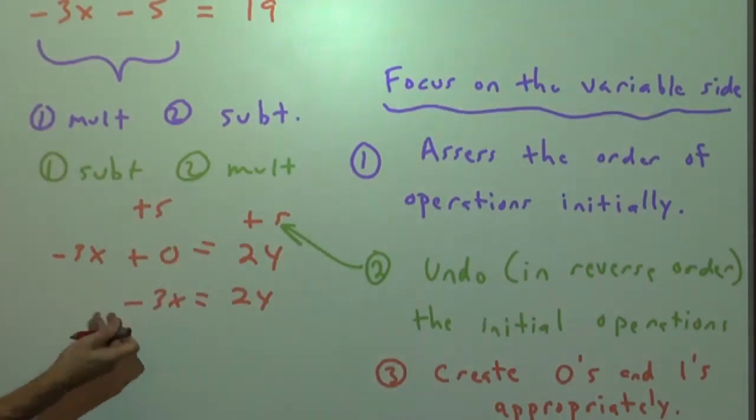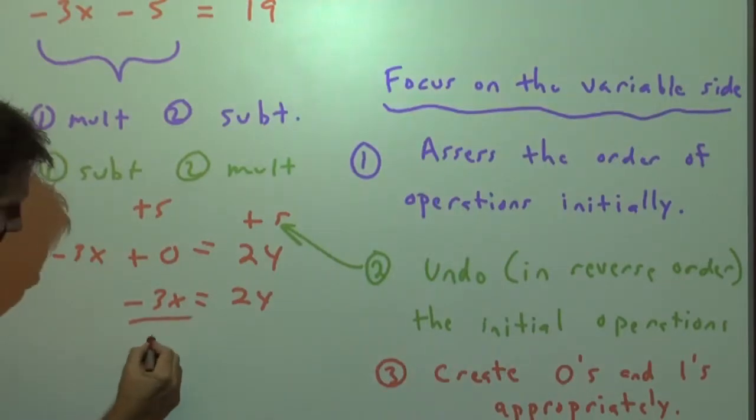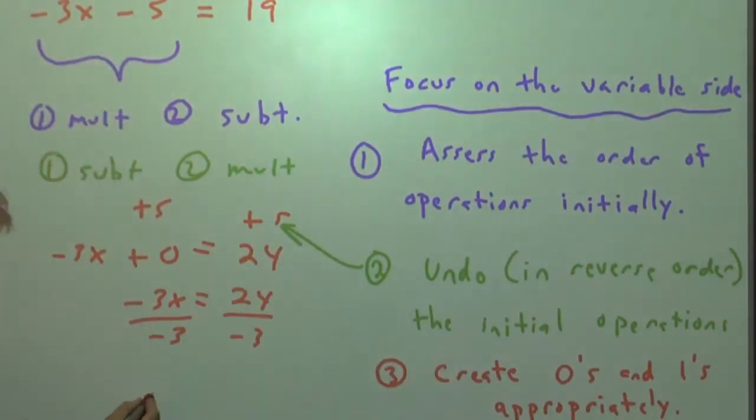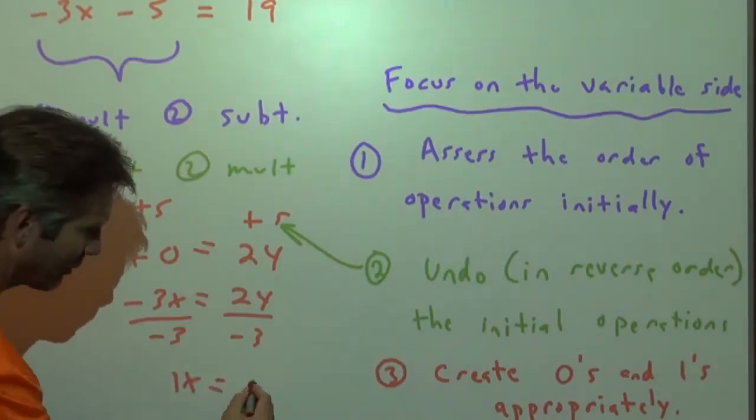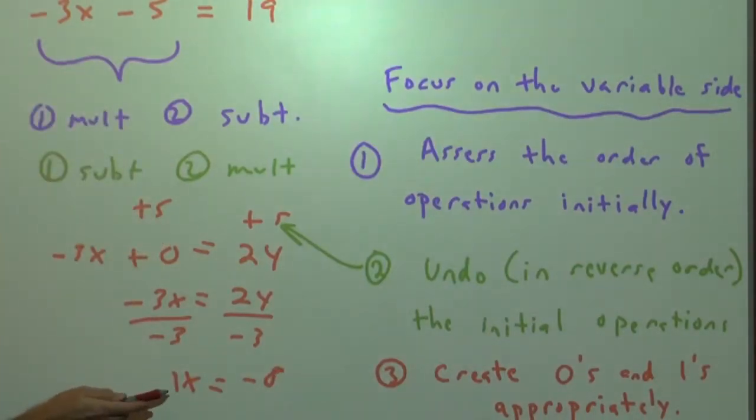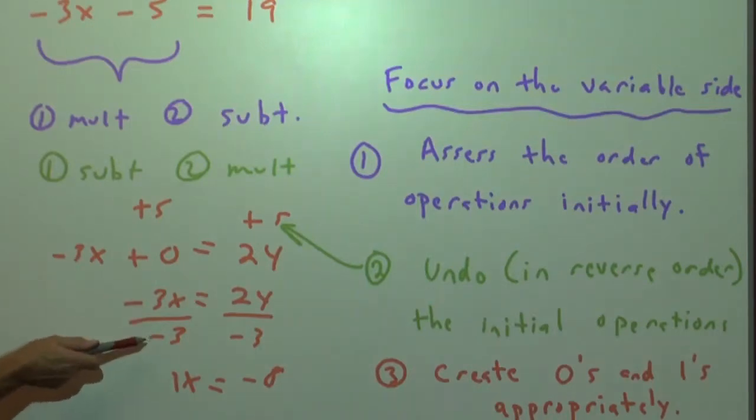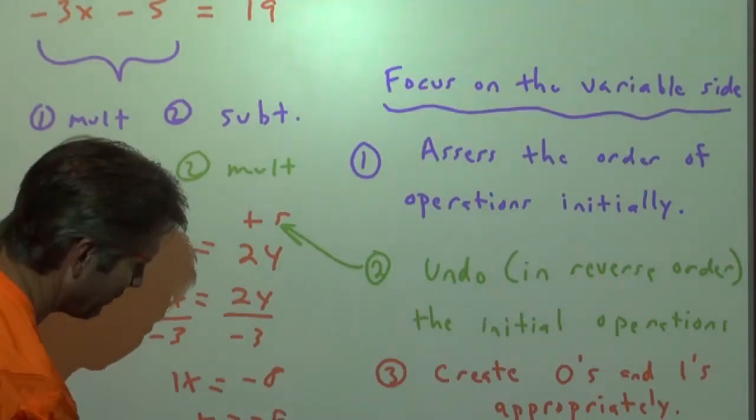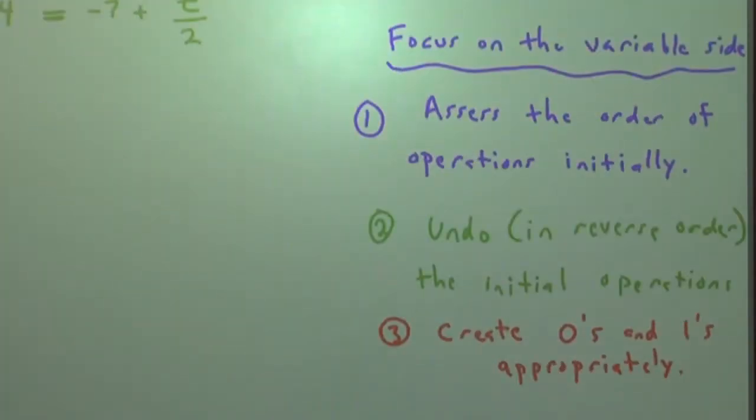Well, we need to get rid of the multiplication second, so we're going to divide by -3 to undo the multiplication, and our final answer is going to be 1x is equal to -8. But 1 is the multiplicative identity, that's why we divided, so that -3 divided by -3 is 1. 1 times x is -8, so it must be that x is -8. That's how we solve two-step equations.